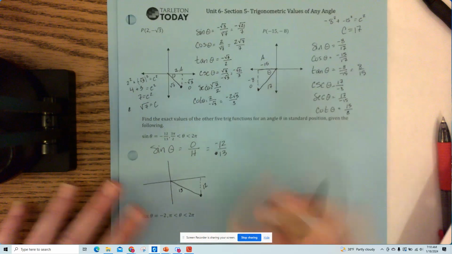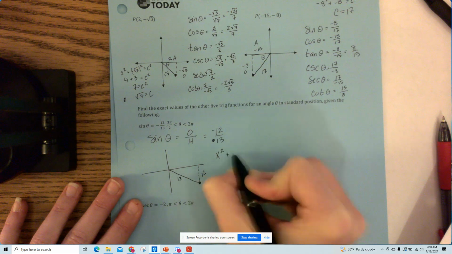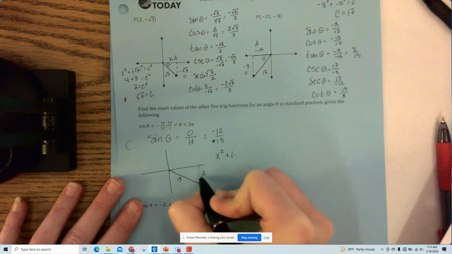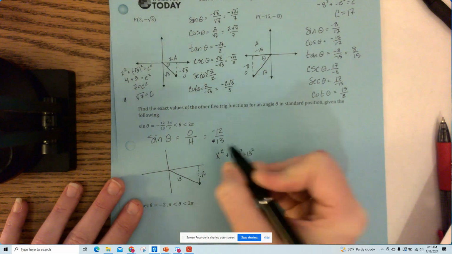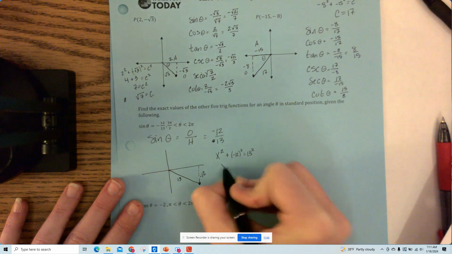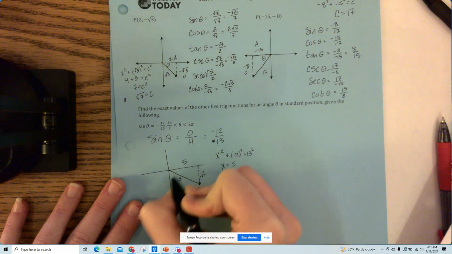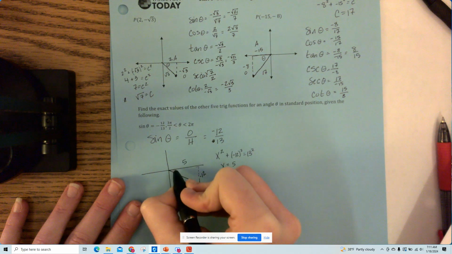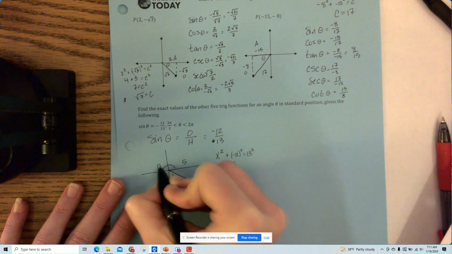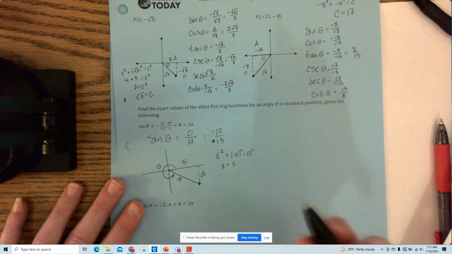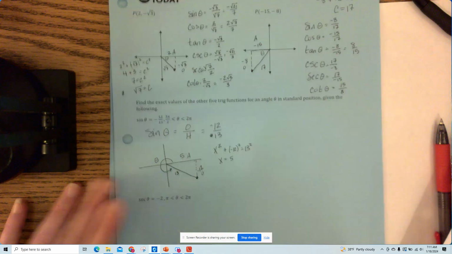So if we do reverse Pythagorean theorem, we're trying to find the x value: x squared plus negative 12 squared equals 13 squared. And we solve that out. We're going to get that the x value is 5. This distance here is 5. Now our angle is all the way around this way. So what we do know is that this is our opposite, this is our adjacent.